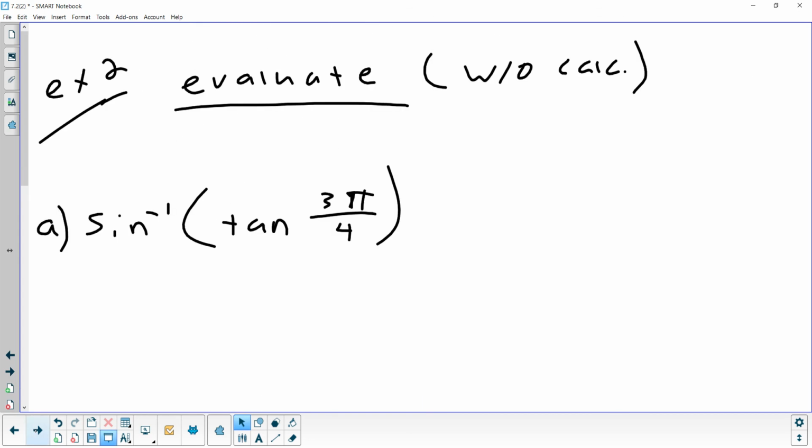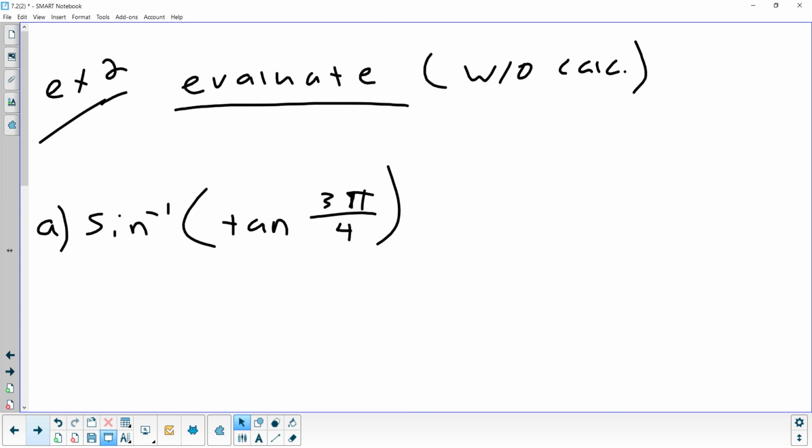Okay, yep, this is different. So this says to evaluate without a calculator. That means that it has to come out to a nice answer. It also means that it's going to rely on things that you've learned in the past or memorized, like special situations. So, we're going to evaluate this.